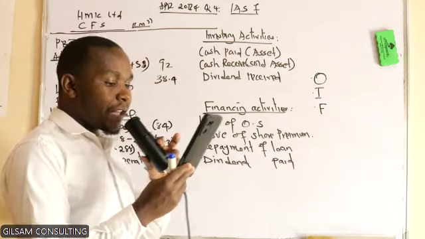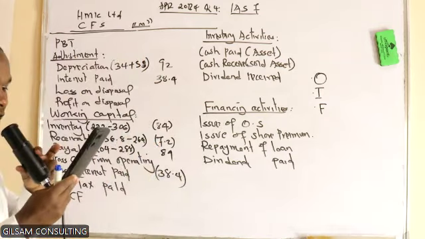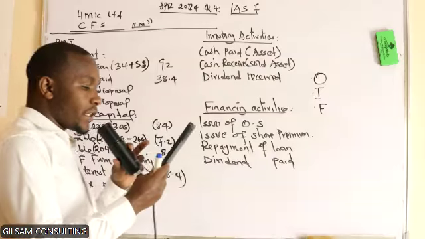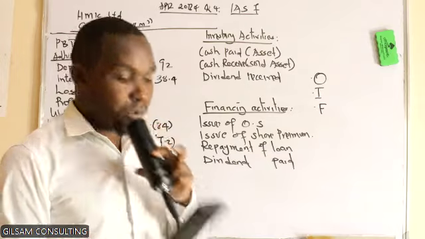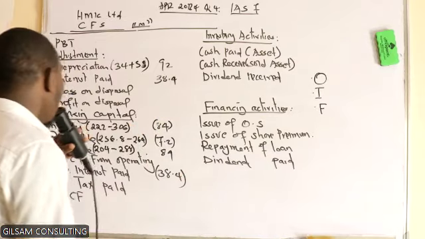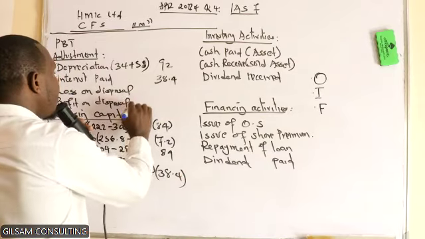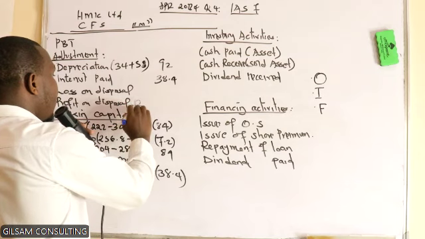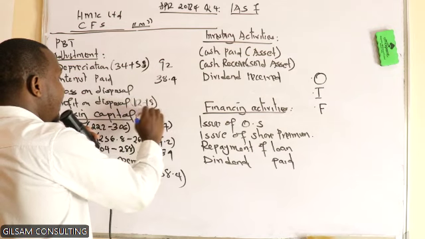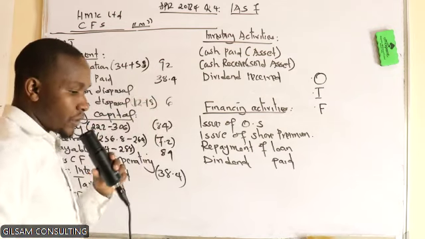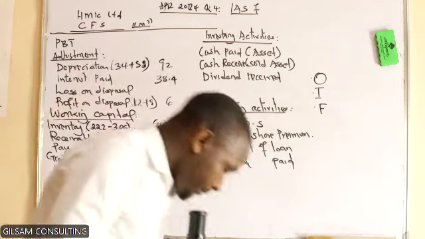So we compare the net book value of this machine of 12 million and they sold for 18 million. So there is a profit of what? 6 million. So that is the profit on disposal. 18 minus 12 will give us 6 million.